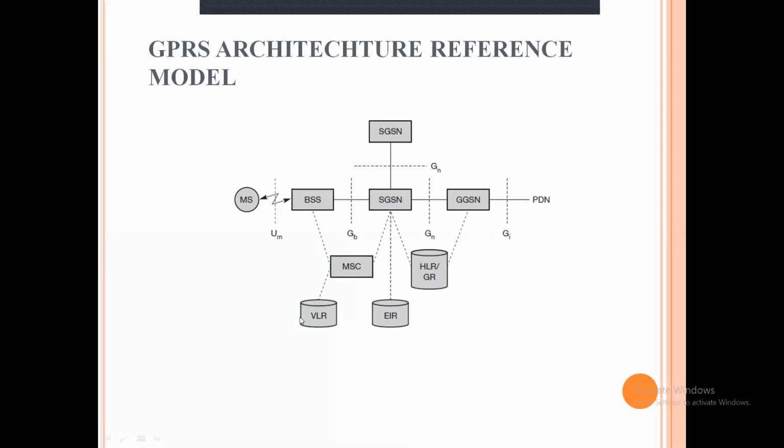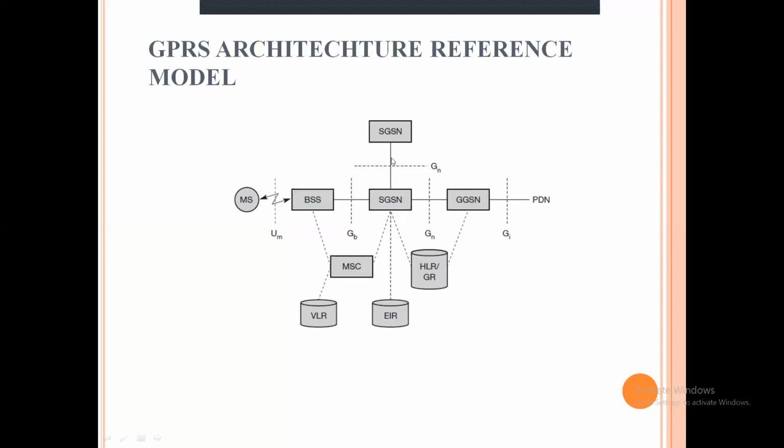And this is the VLR, the visitor location register. It is like a temporary database, and it assigns the TMSI, temporary mobile station identification numbers, to a mobile station when it is out of the home network. These are the other components.